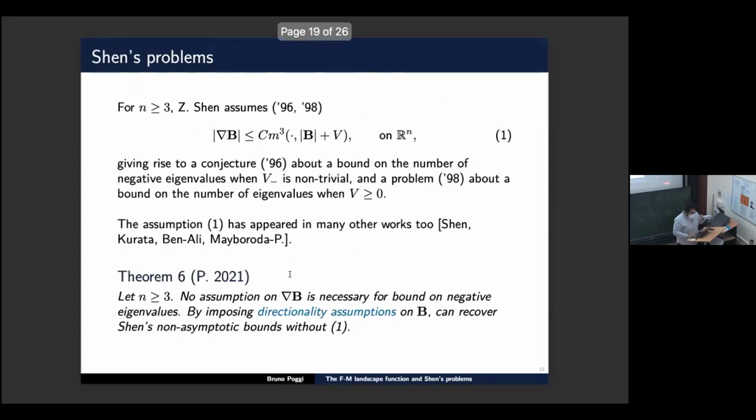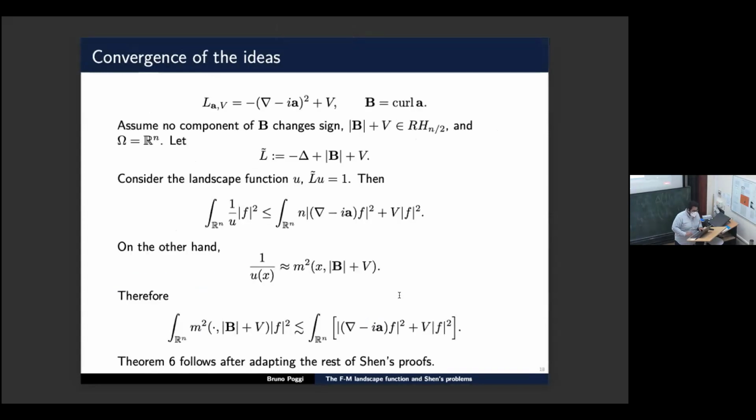why is that true? Because the reason that Shen and everybody else needed this assumption is that it was the assumption to make the uncertainty principle true in the case of the magnetic Schrödinger operator. But since I'm telling you that I can get an uncertainty principle without this assumption, that bypasses it, and then I just need to make sure that this assumption is not used anywhere else in the proof. In many cases that was true, and so by assuming certain directionality assumptions, which is what I said, that no component of B changes sign, you can recover the same results of Shen.